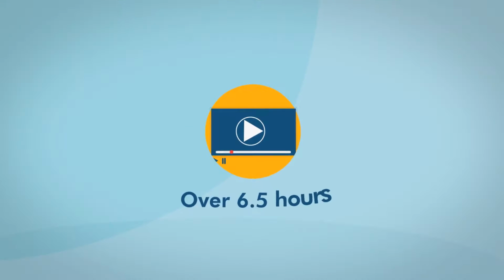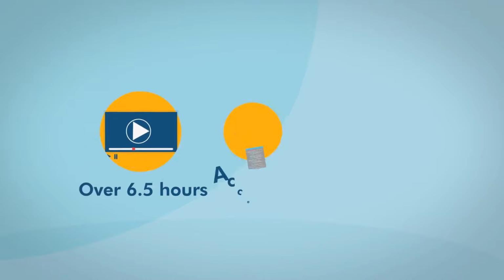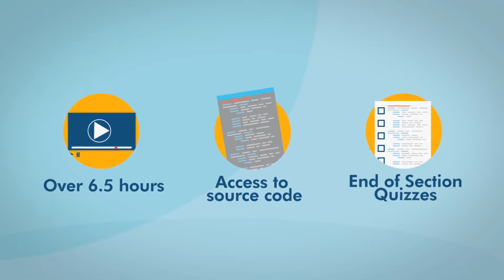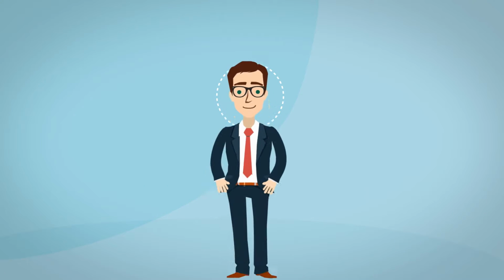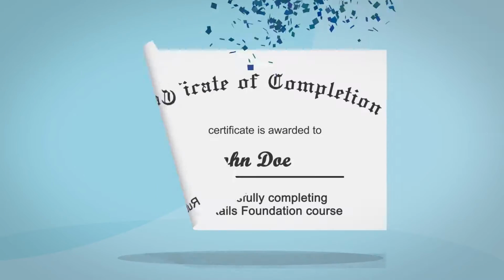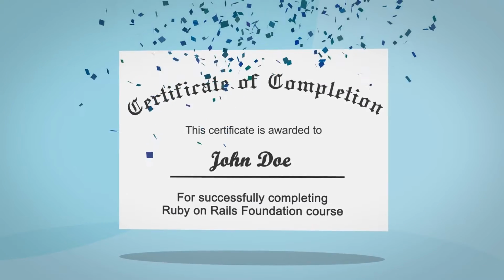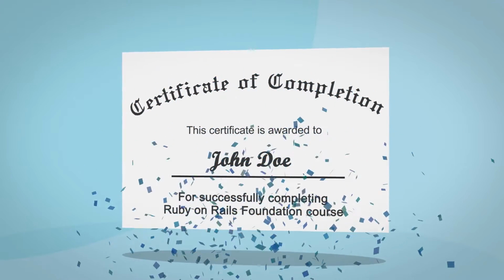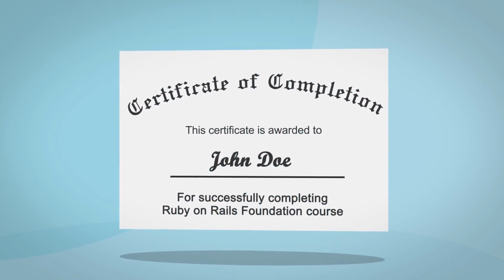With over 6.5 hours of video lectures, access to the project source code, quizzes at the end of each section, and I'm going to be your personal code mentor, answering every question that you have as you go through the course to ensure you can complete it successfully and that you have an extensive understanding of the material. After you complete the course and quizzes, you'll be given a Ruby on Rails Foundation Certificate of Completion, and you'll be on your way to becoming a professional Rails developer.